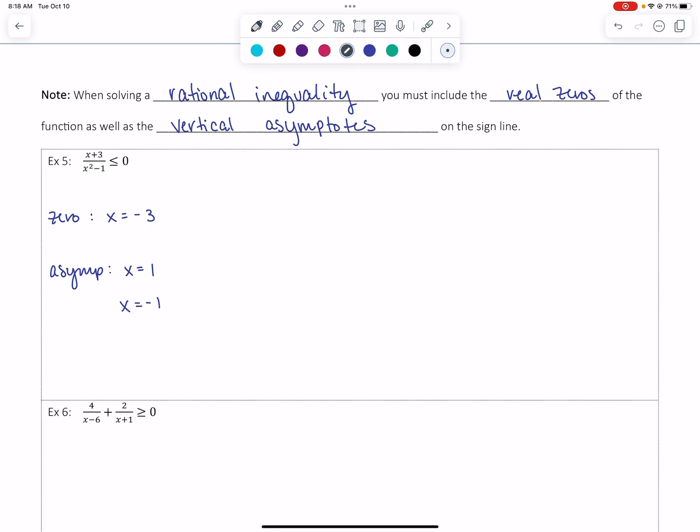So now let's go ahead and draw our sign line. When you do these, I think it's always a good idea to label what you have. So this is going to be -3, this is going to be -1, and this is going to be 1. One of the reasons I like to label them is that when we think about asymptotes, we know we can't include those in our answers, so we're going to have to use parentheses. This is a 0.